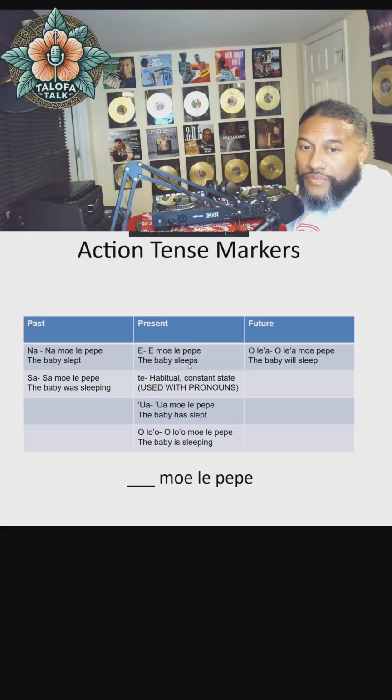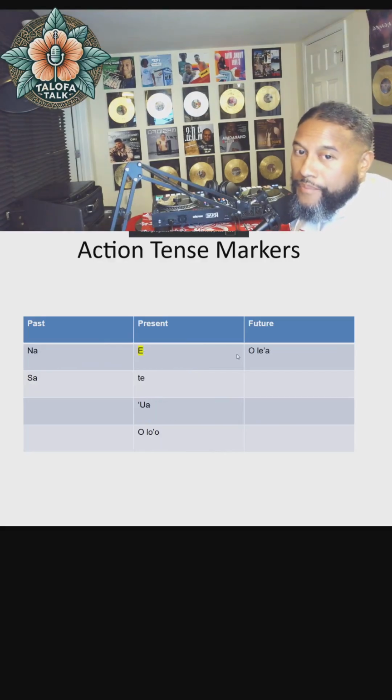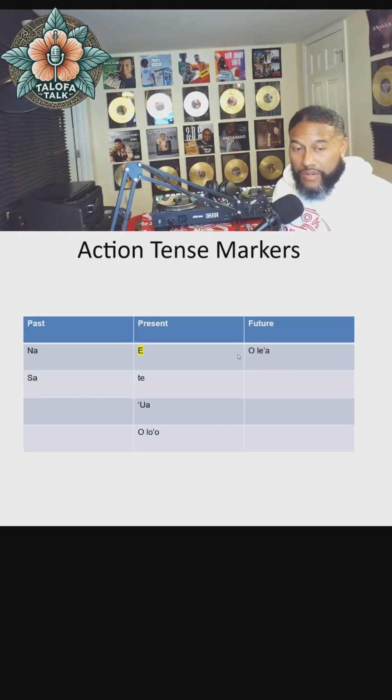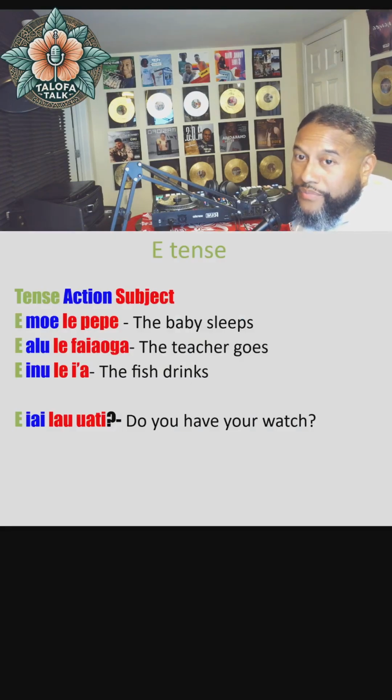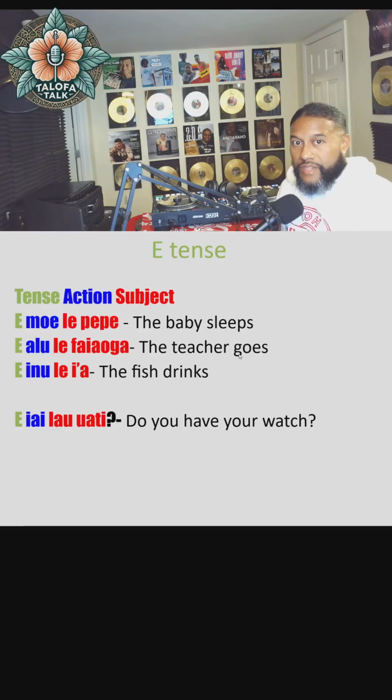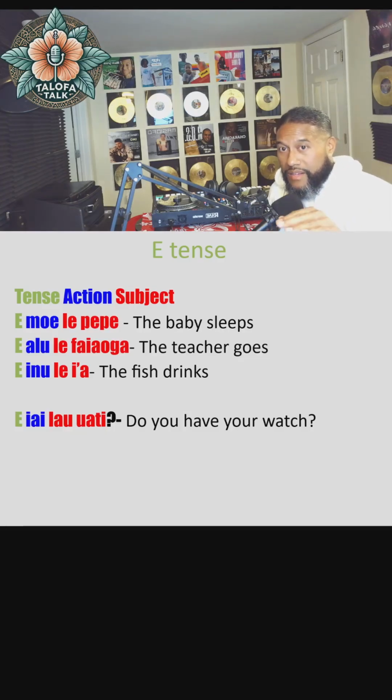Okay, so the last one I want to leave y'all with, we're gonna focus on this one because people are gonna ask you for stuff all the time, or maybe you're the type of person that asks people for stuff all the time. So just real quick, again, the e is the tense. It's present and it's habitual. It is what it is.